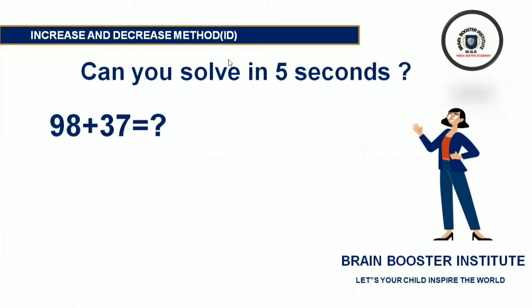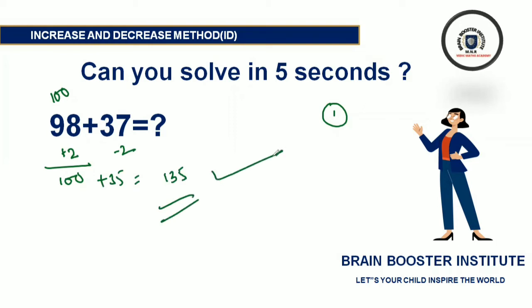98 plus 37. Step one, first of all, we need to identify which one of these is closer to its easier number. Easily we can find that 98 is very close to 100. What is the distance of 98 from 100? It's only plus 2. Since we are adding 2 here, we need to subtract 2 from the other number. Now 98 plus 2 is equal to 100, and 37 minus 2 is equal to 35. Now 100 plus 35 is equal to 135.